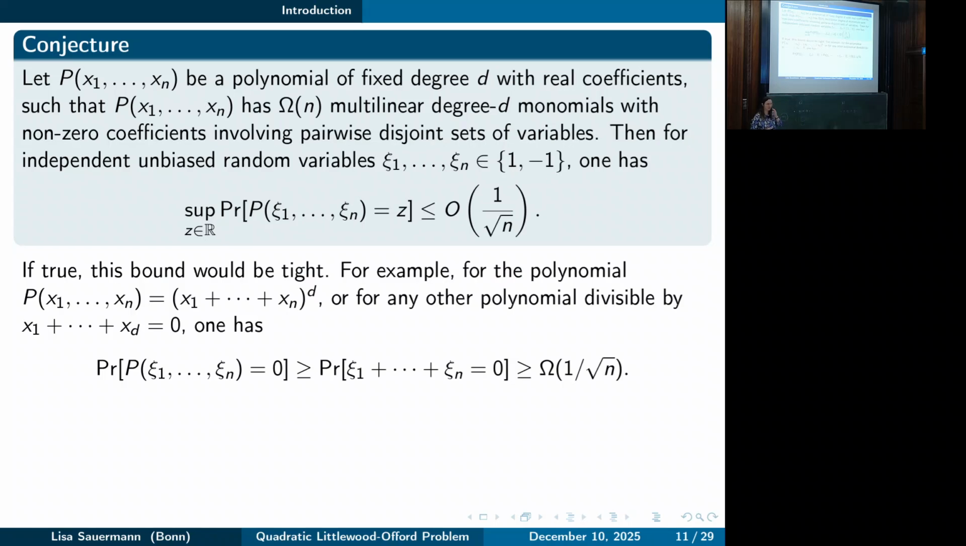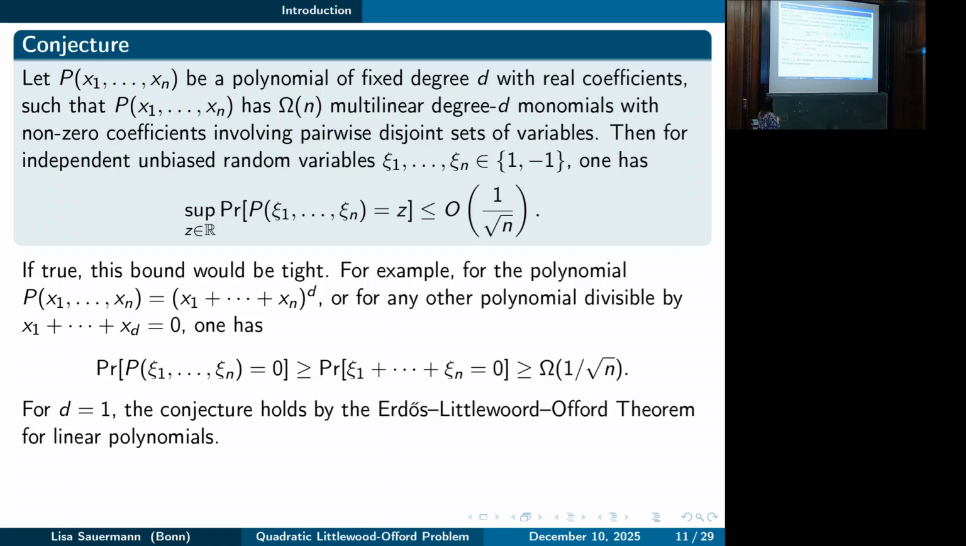One could wonder whether, if the degree is higher, I could maybe even hope for something better than 1 over square root n. But in fact not. For example, if you take the polynomial to be just the sum of the variables to the dth power, or alternatively any other polynomial divisible by x1 plus and so on plus xd, the probability to take value 0 is at least the probability that this takes value 0, and that we already convinced ourselves has to do with the middle binomial coefficient and is on the order of 1 over square root n.